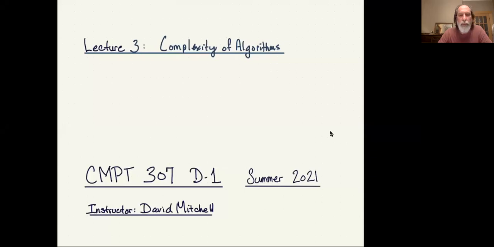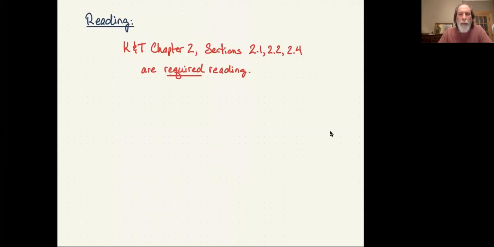All right, this is lecture 3 of Computing 307, section D1, the beginning of complexity of algorithms. For this section, Kleinberg and Tardos chapter 2, sections 2.1, 2.2, and 2.4 are required readings.